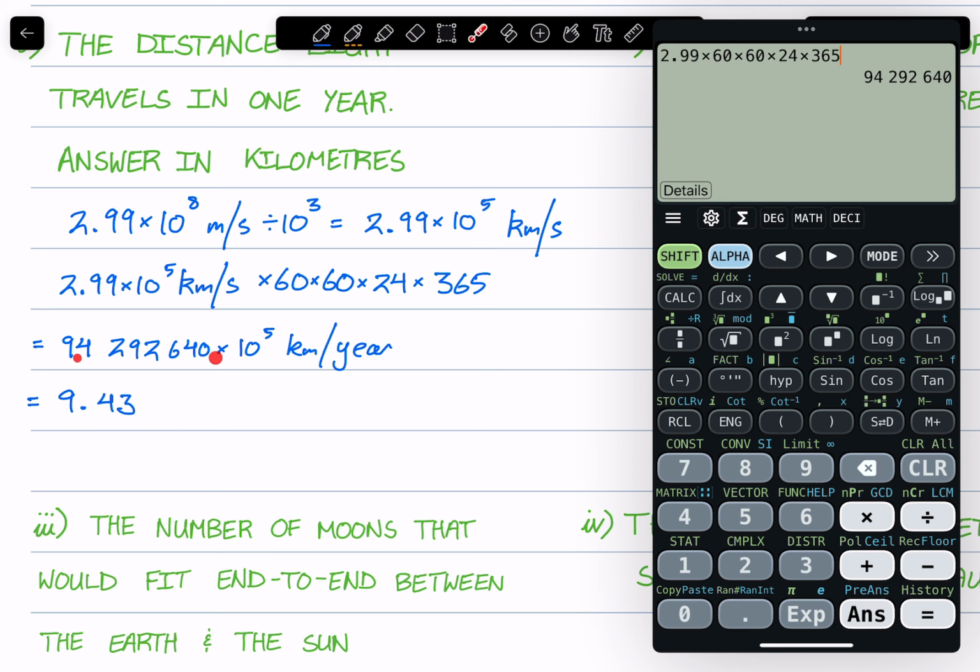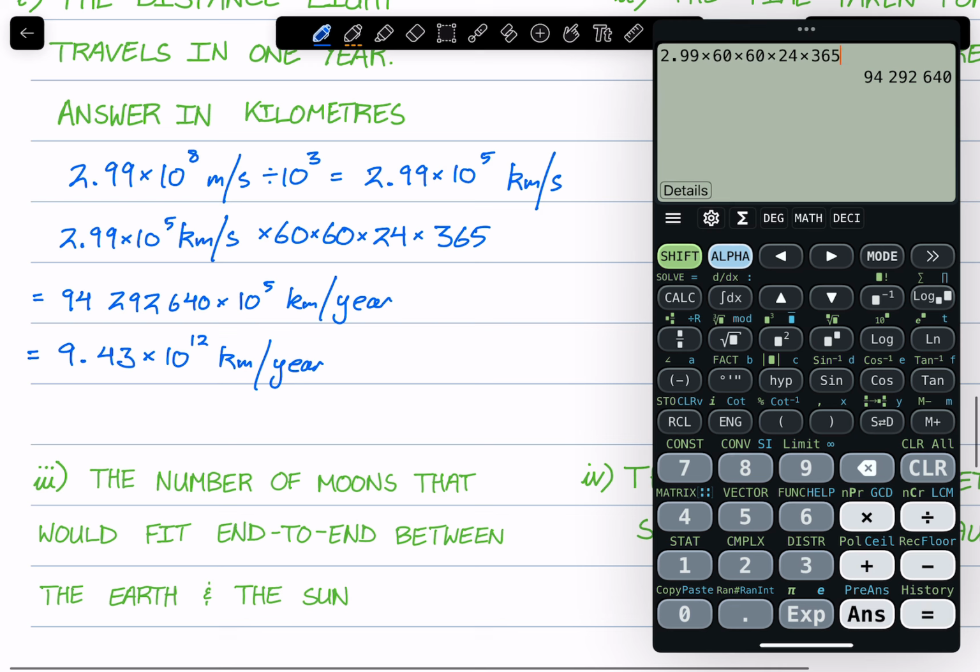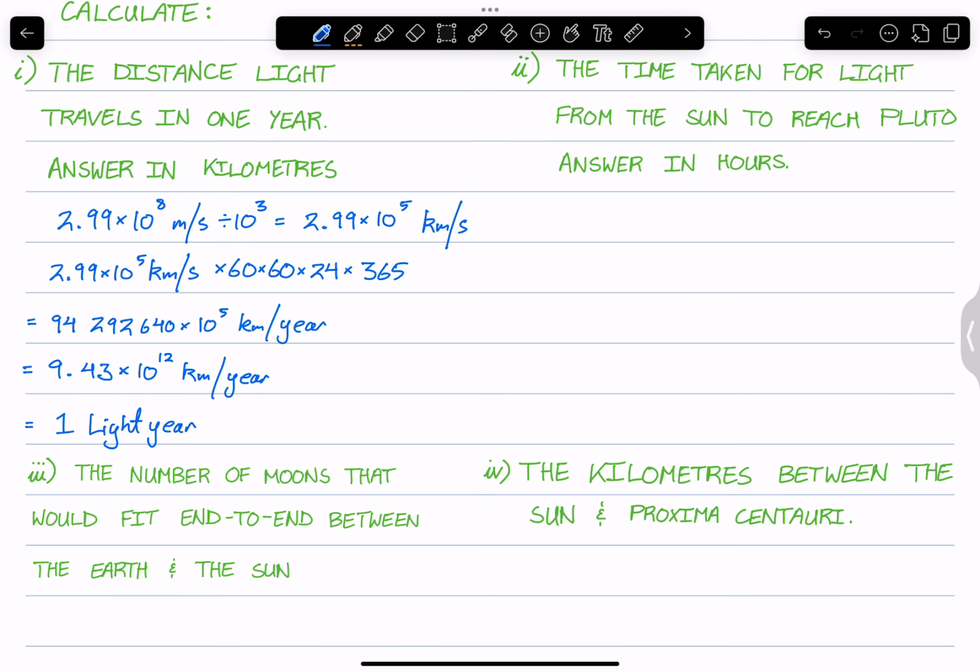And consider how many spaces it has moved. So 1, 2, 3, 4, 5, 6, 7. So we are adding on 7 more decimal places to what is already here. So the 5 adding on 7 becomes 10 to the power of 12. And that is the distance of light traveling in a year. 9.43 times 10 to the power of 12 kilometers per year. And this is actually referred to as 1 light year.